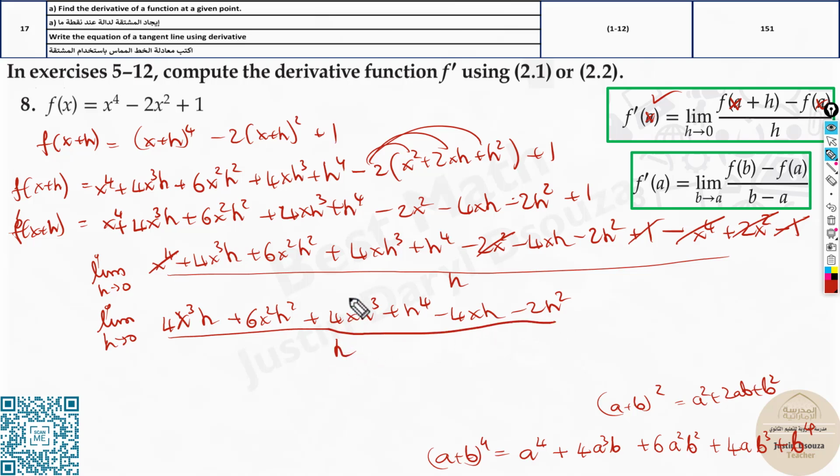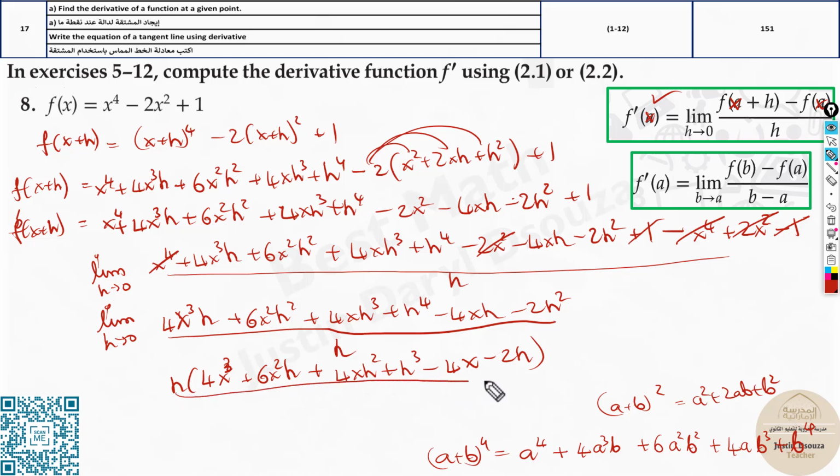And now we have h. So you can see here in the numerator, we have h common in all of these terms. So we can rearrange and write this h outside, distributive property: 4x cubed only because h is gone, plus 6x squared h only because 1h is gone, plus what happens over here? We have 4x h squared plus h cubed minus 4x only minus 2h, divided by h, and that limit h tends to 0. Now because h and h is cancelled off, we can easily apply the limit.